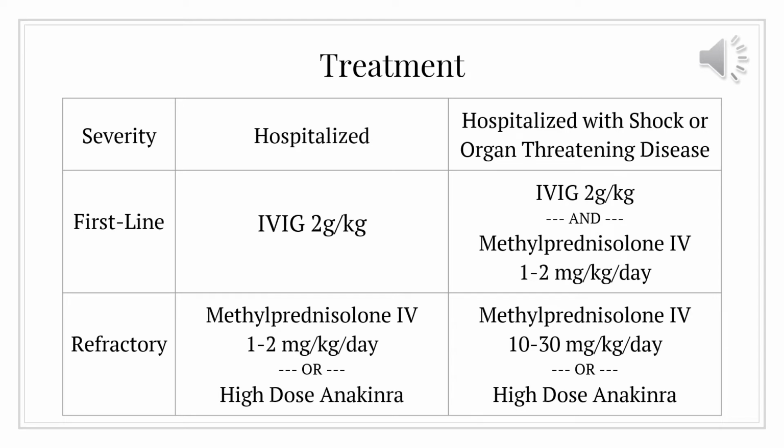In our severe patients who have been hospitalized with shock or organ-threatening disease, we start off a little more aggressively with a combination of IVIG and an IV steroid. In this case, refractory treatment would include either a higher dose of IV steroid or high-dose anakinra. In general, anakinra can be considered as an alternative in patients who cannot tolerate steroids.